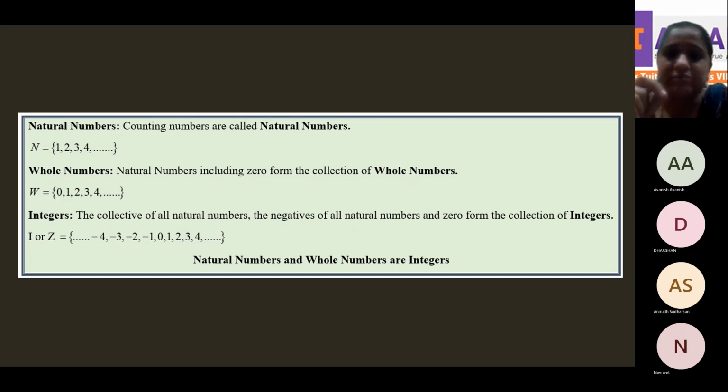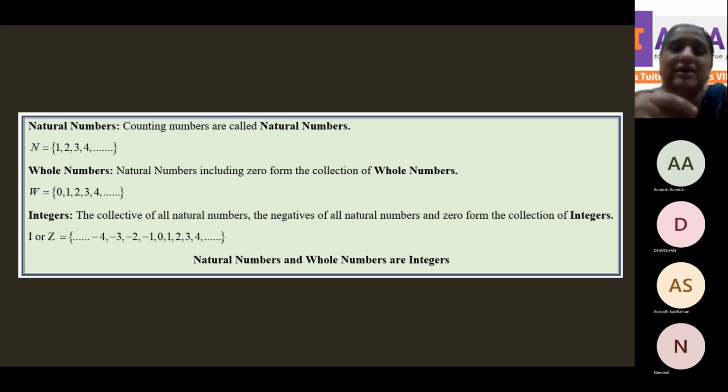So if I give you a number and ask you if it is an integer, ask yourself 3 questions. Is that number a natural number? If it is a natural number, it is an integer. If it is not a natural number, your second question will be, is it the negative of a natural number?